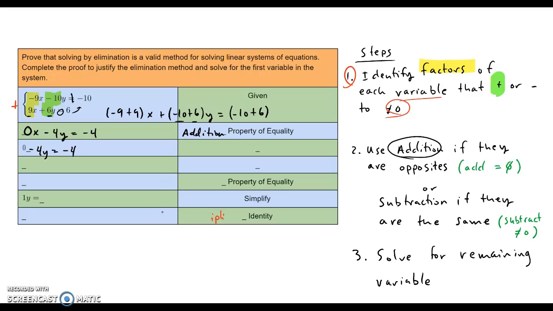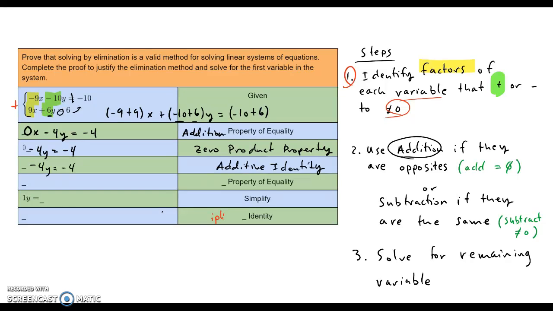Why is 0x the same thing as 0? Because of the zero product property, which we formally defined earlier. And now we know 0 minus 4y. 0 added to anything is whatever you're adding to. 0 does not change the value. So we have negative 4y equals negative 4 because of the additive identity. So some of this is already familiar. Done it multiple times. Now that we've got the variable by itself, y, we can go ahead and finish solving.